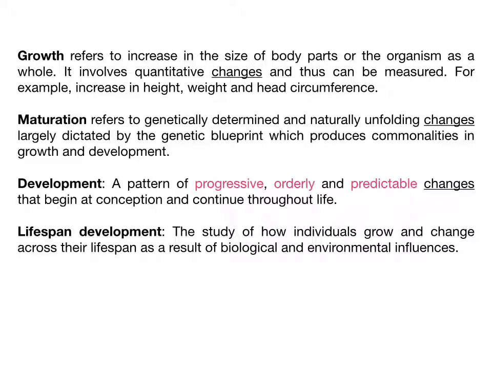Similarly, if you look at plants, the fruit of a pea plant is bound to become a pea pod. So this is what we mean by maturation. Maturation is genetically predetermined, and because of genetic imprinting, the members of a species mature in the same way. This is what we mean by maturation.